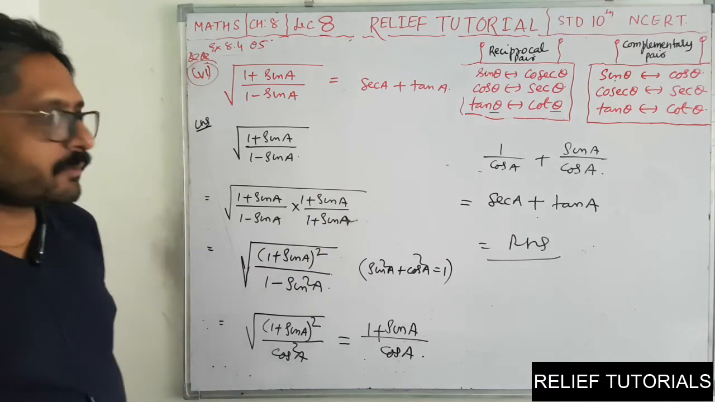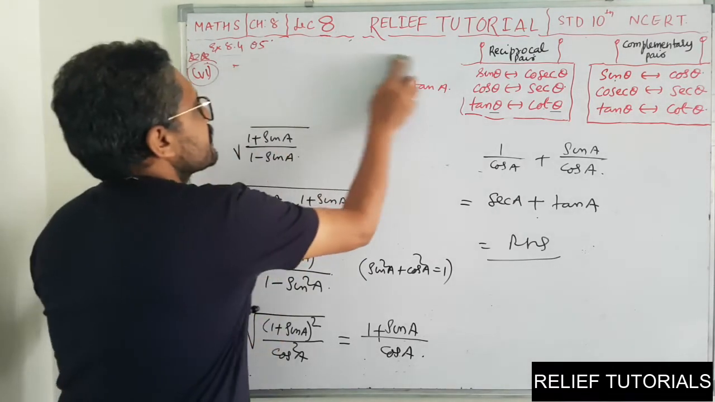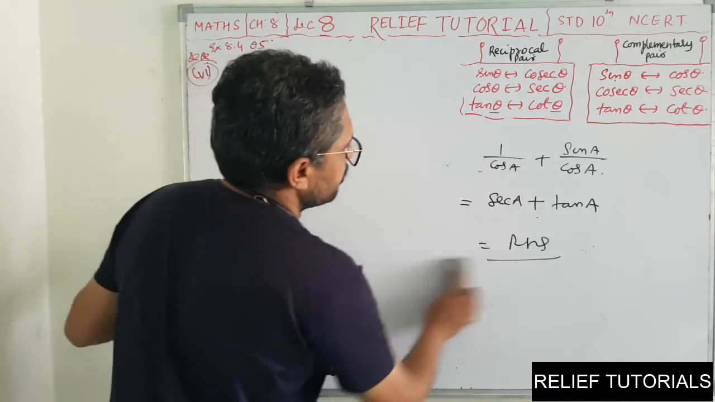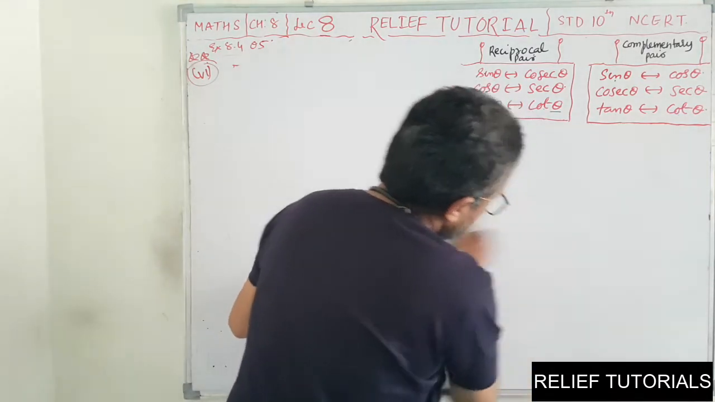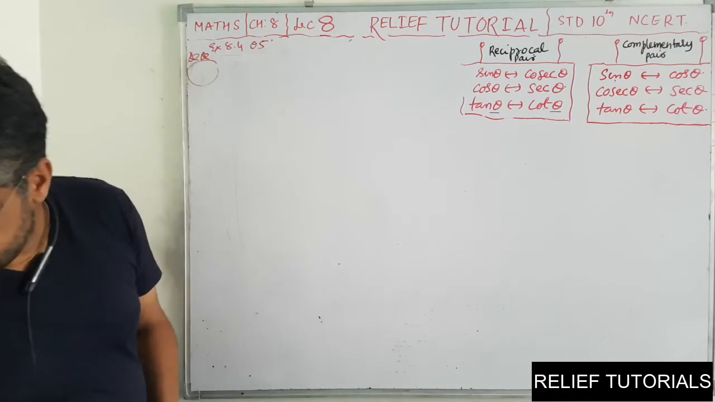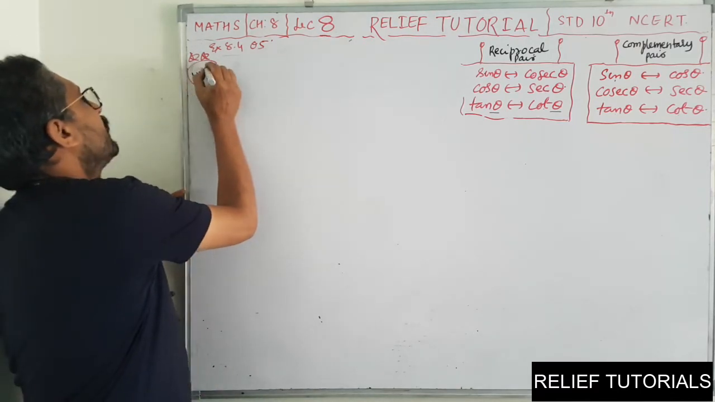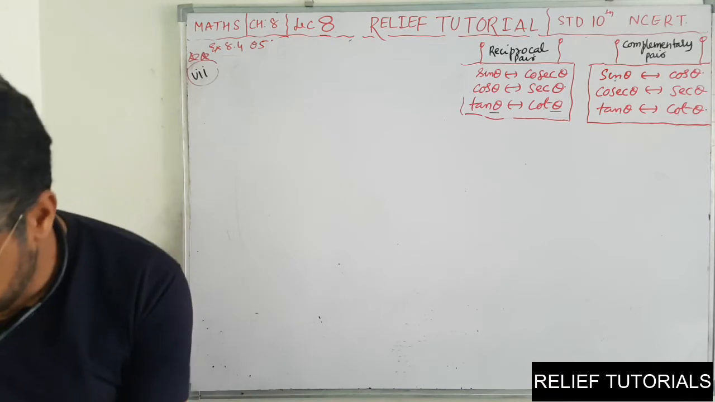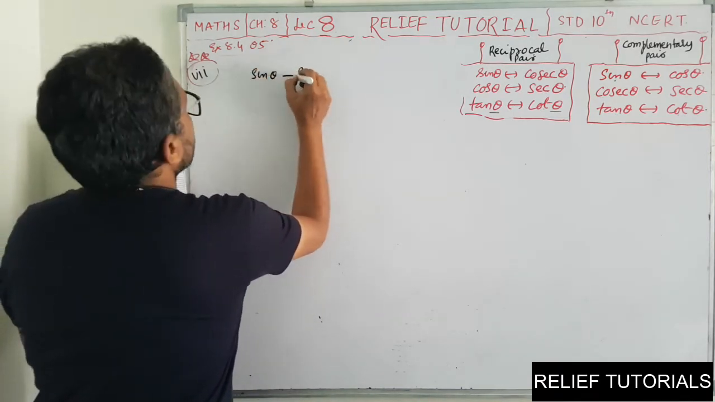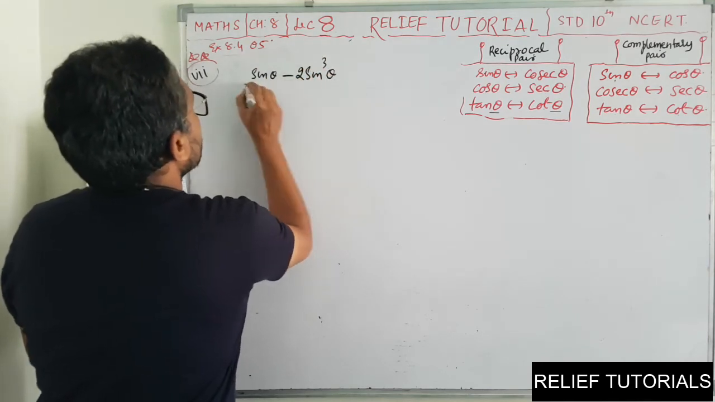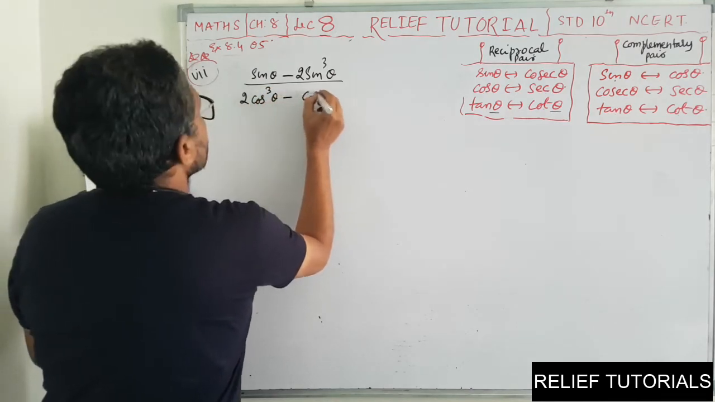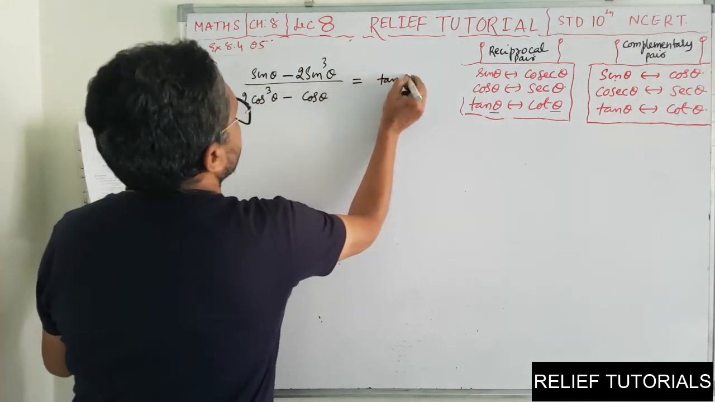So I hope you enjoyed this problem. Very easy. Now we discuss the last problem. So important problem. Now the last problem, a solved problem we are going to do. See what that is. Sin theta minus 2 sin cube theta upon 2 cos cube theta minus cos theta is equal to tan theta.